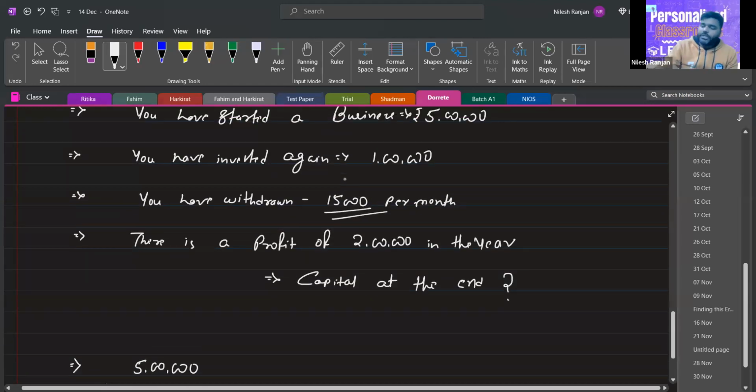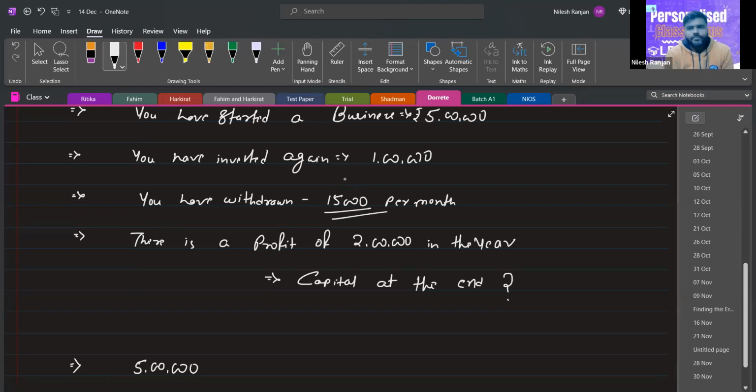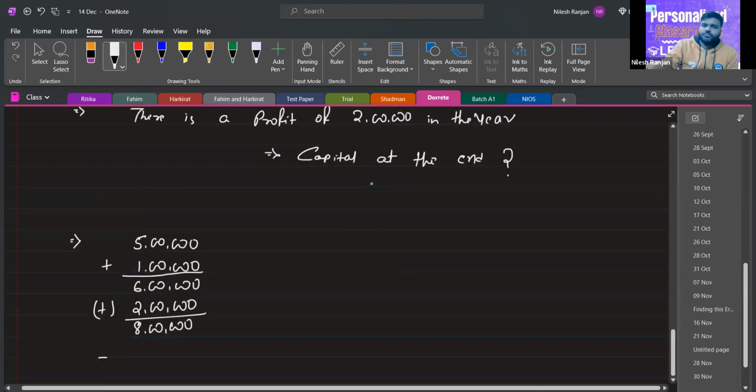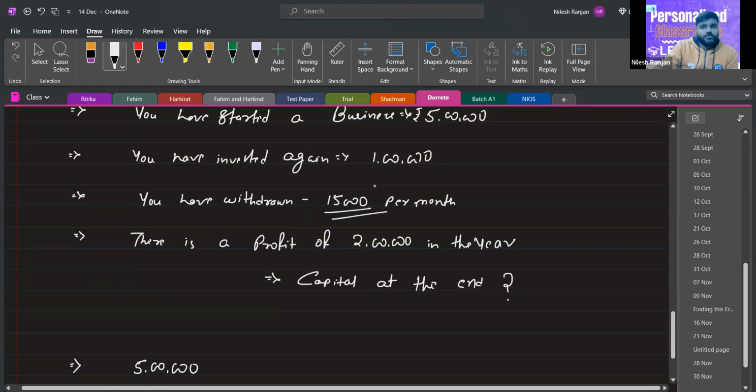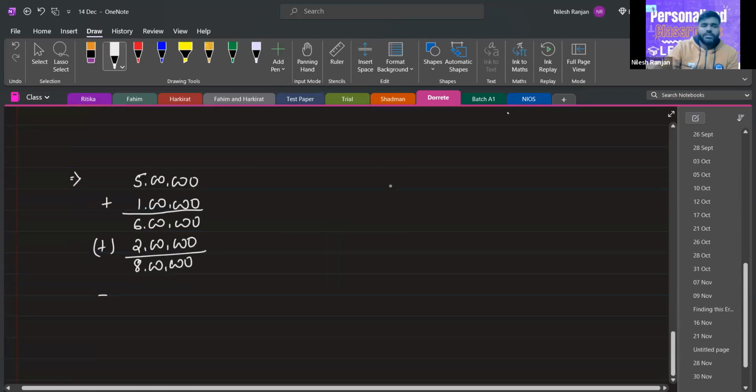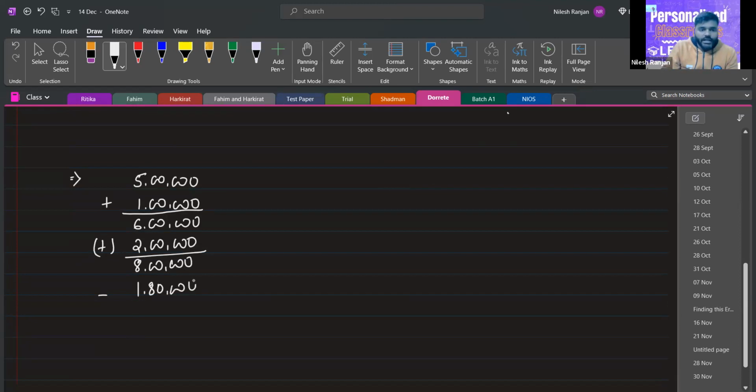So 15,000 per month, in a year how much will it be? 15,000 into 12 will be 1,80,000. So if we withdraw 1,80,000, then the closing capital will be 6,20,000.